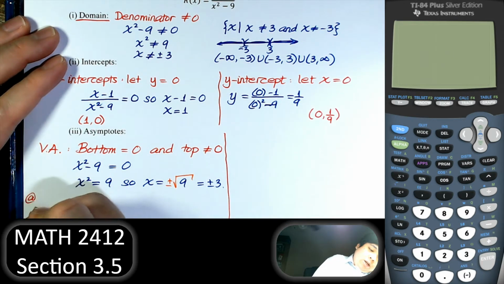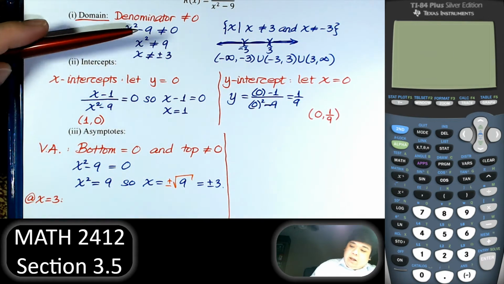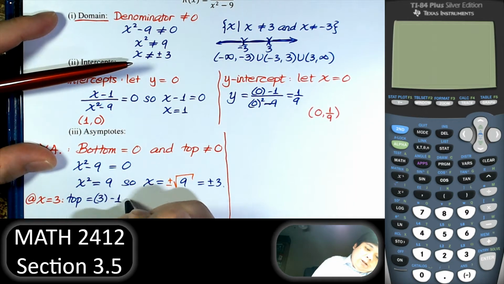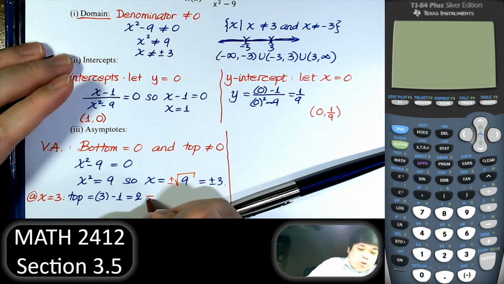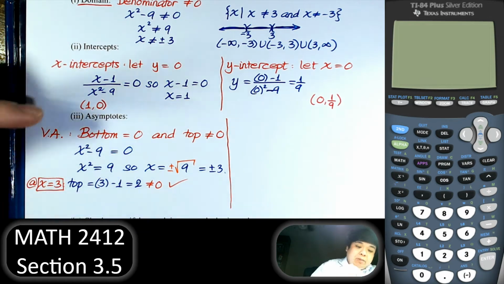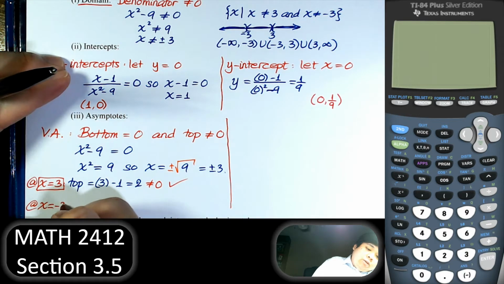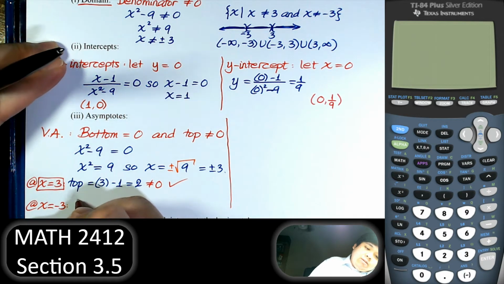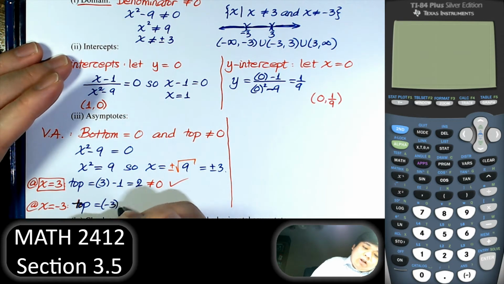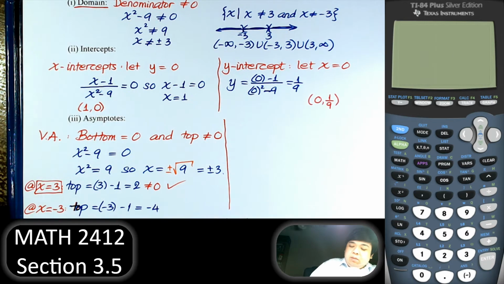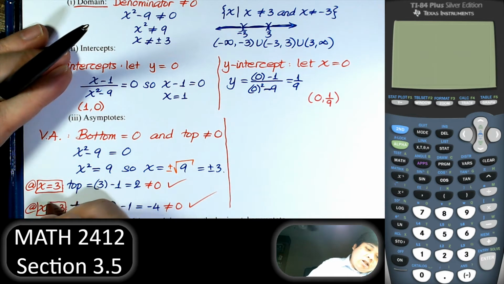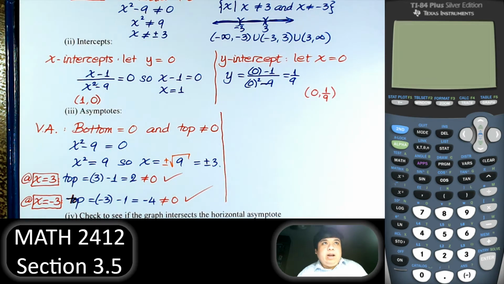Now at x equal to 3, I will put 3 on the top, and that is not equal to 0, which is good. So that means x equal to 3 is a vertical asymptote. And then we check at x equal to negative 3, the top is negative 3 minus 1, and that is negative 4. That also is not equal to 0, which is good. So the top is not 0 while the bottom is 0, and that's why we have the vertical asymptote.